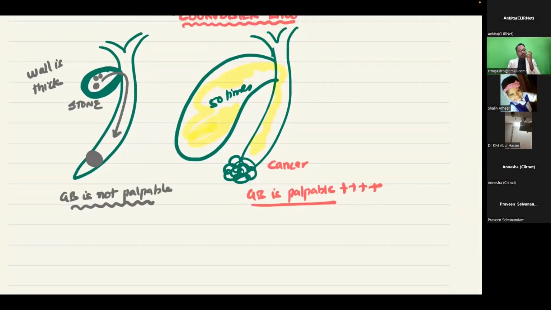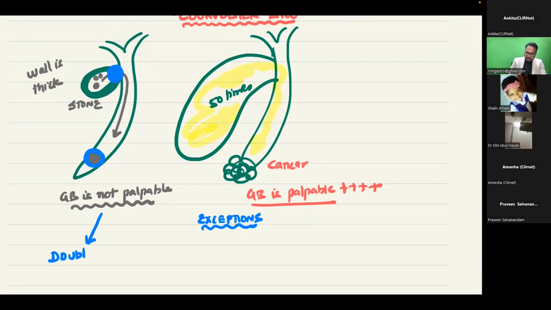But our people found some exceptions to Courvoisier law. What are the exceptions? Sir, it is a stone, but the gallbladder is palpable. When is it possible? The gallbladder is palpable in the presence of a stone when there is one stone in the bile duct and another stone in the cystic duct, known as a double impacted stone. A double impacted stone will cause enlargement of the gallbladder due to formation of a mucocele. So a double impacted stone causes dilatation of the gallbladder known as a mucocele. Please don't forget this point.